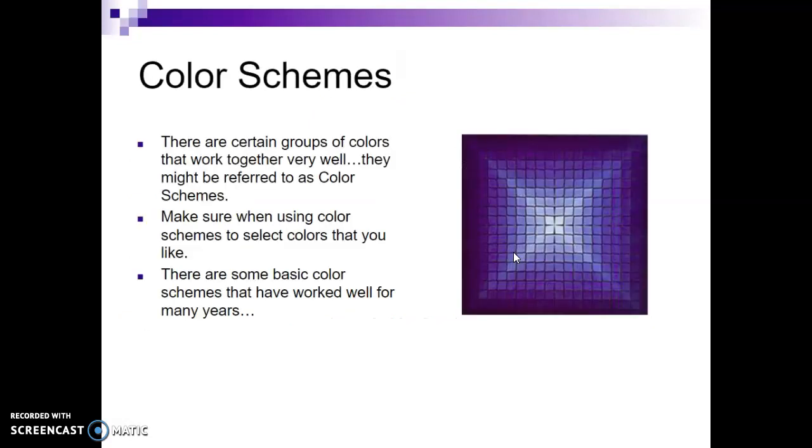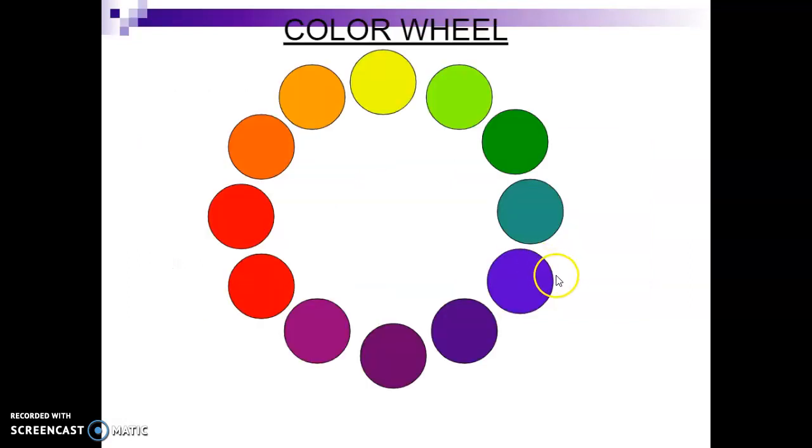Okay, moving on. So let's talk about color schemes. There are certain groups of colors that work well together, and they're often referred to as color schemes. So when you select colors for a room, you want to consider some sort of color scheme. And there are many that have worked very well together over the years. So here's our color wheel.